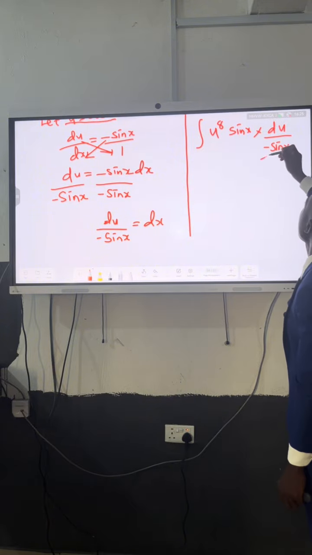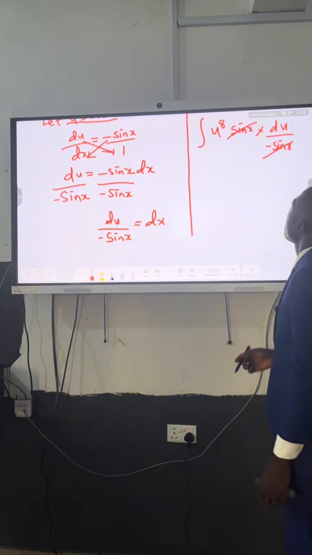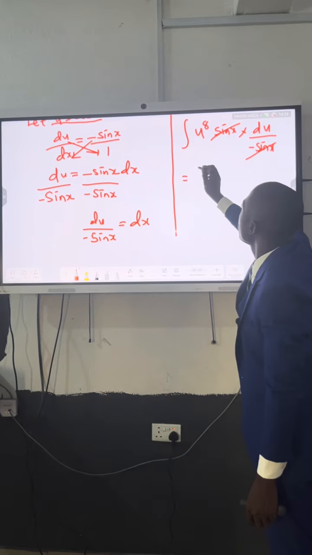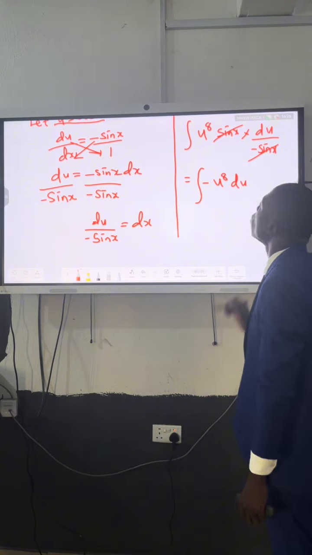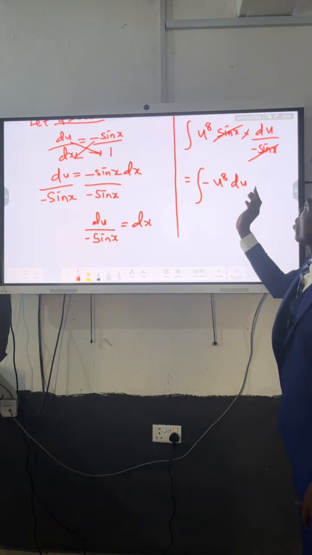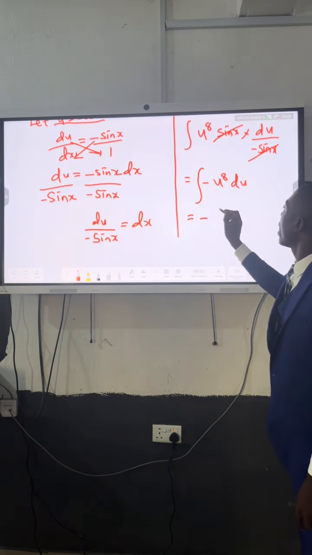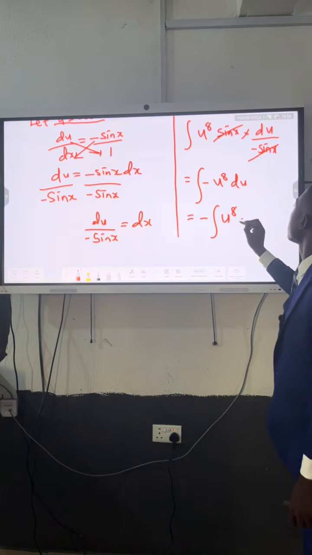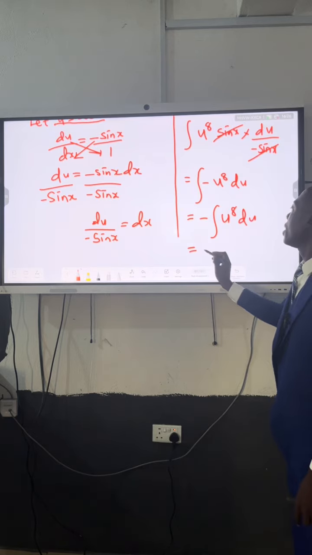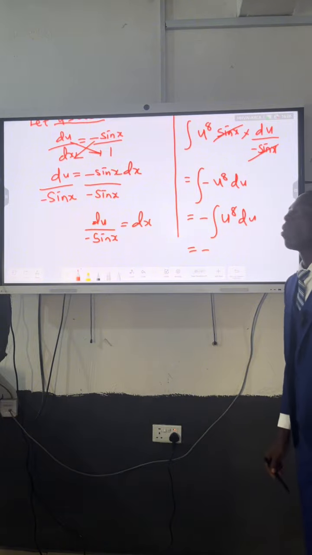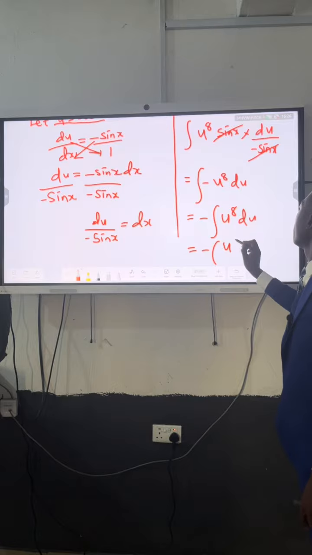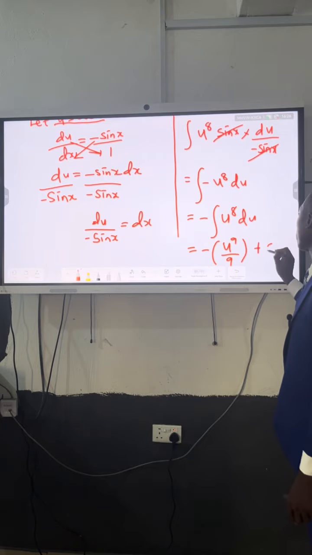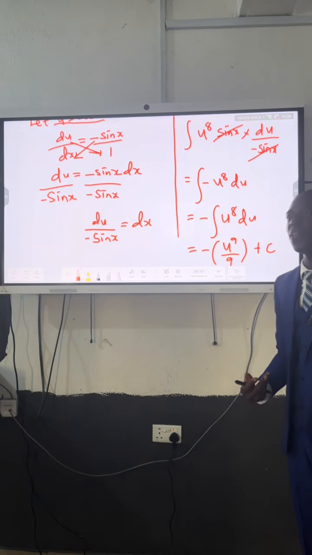As you multiply, this one will help you remove sine x, and then the minus can come up. This will be reduced to negative u to power 8 du. You can take the minus out, so you have negative integral of u to power 8 du. When integrating, you add 1 to the power and divide by the new power. So you have u to power 9 all over 9, then plus a constant of integration, since it's not a definite integral.